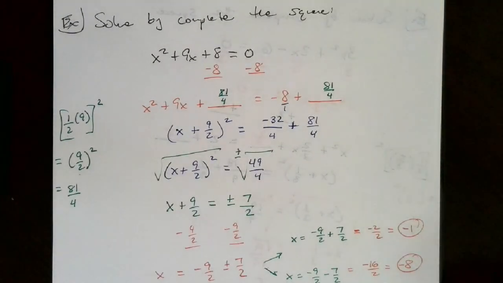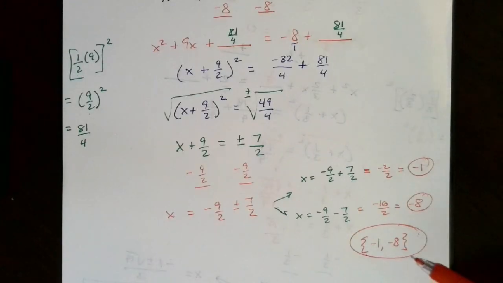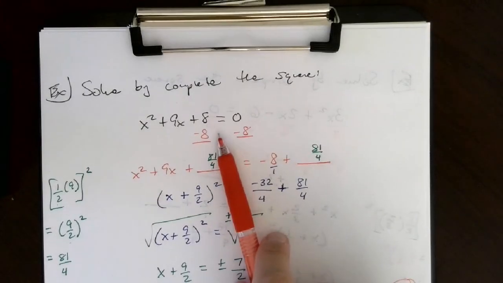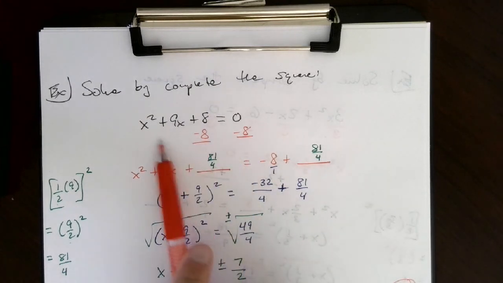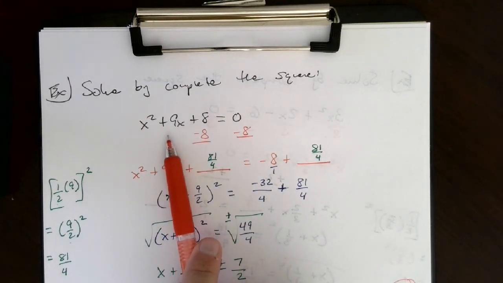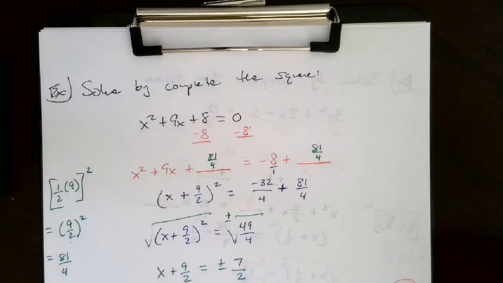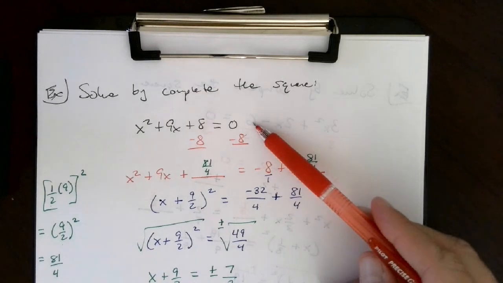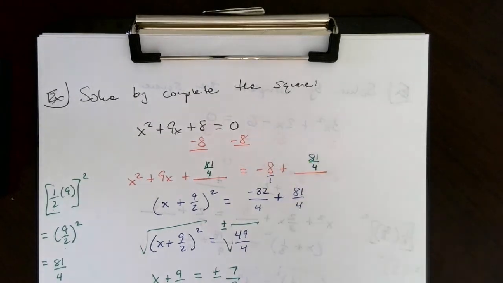Notice they came out to integer values. That really tells you that the original problem was factorable in some way. Now sometimes it's more obvious than others. If you were to factor this, you would have factored it to x plus 8 times x plus 1. And then when you solve each of those equal to 0, you would have actually gotten negative 1 and negative 8. So solving by factoring would be a better method to use in this case because it's a little faster.